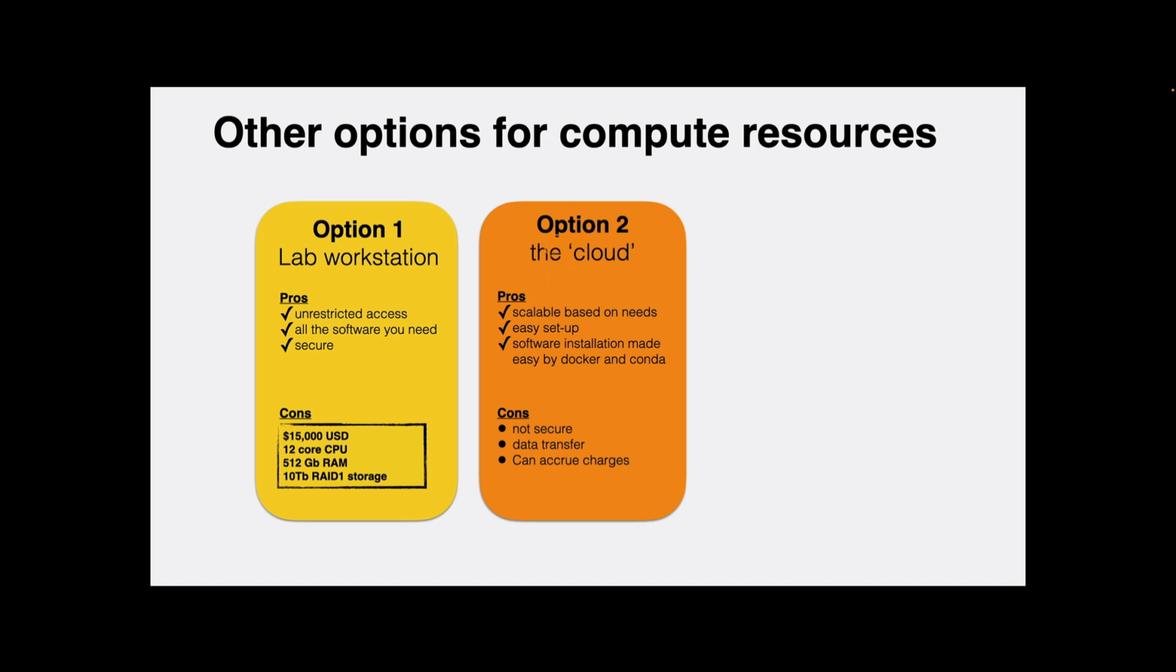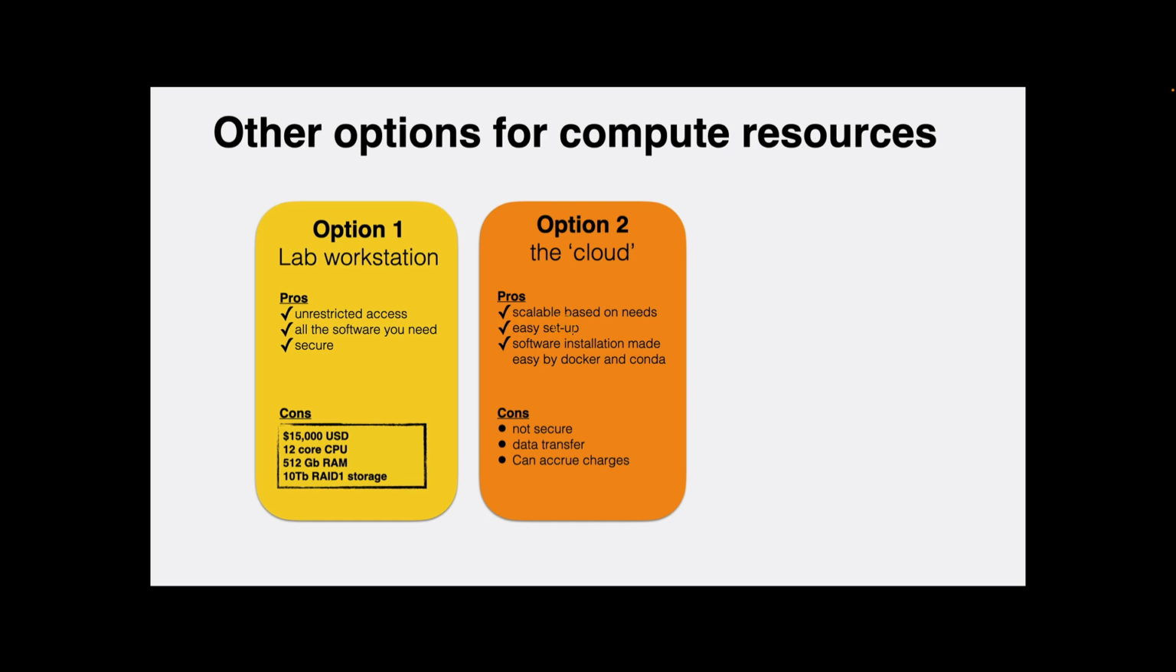Option two is the cloud. In other words, somebody else's computer, and that's often Amazon or Google, since they are the biggest suppliers of cloud computing infrastructure. This has some nice advantages. One is that it's scalable based on your needs, right? Over here in option one, if you end up wanting to do something that takes more RAM than your computer has, there's no adapting to that. You can't use that computer. But with option two, you can scale your compute resources based on what you need.